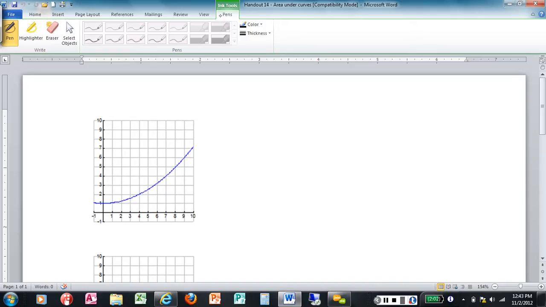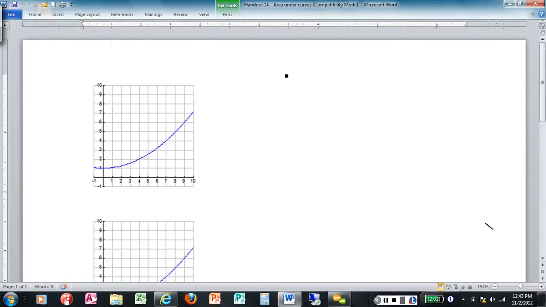Yeah, let's today talk a little bit about areas under the curve. And it's a bit of a generalization, I guess. Areas under the curve.